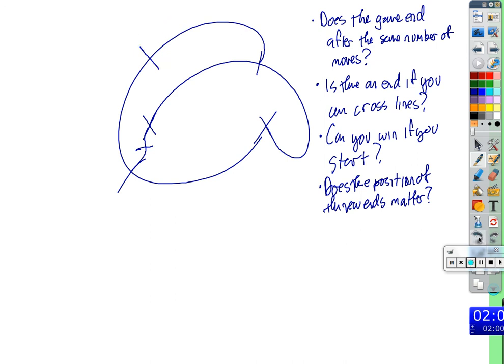Okay. So is there an end if you can cross lines? No. No, there's no end. Because you could always connect the two things that you made from the previous move. Okay?